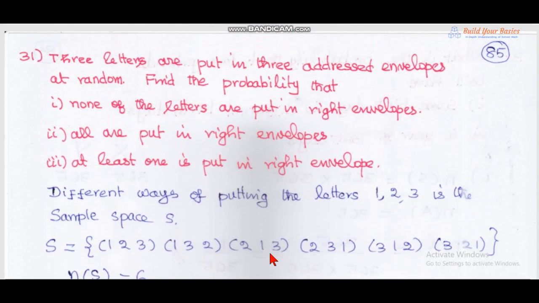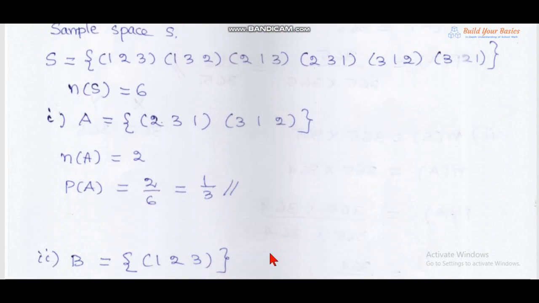Then subdivision 2. All are put in right envelopes. That is, the event B is 1, 2, 3. All are put in right envelope. 1 goes to the right envelope, the letter 2 goes to right envelope, 3 goes to right envelope. Number of elements in B is 1. So the required probability is 1 by 6.